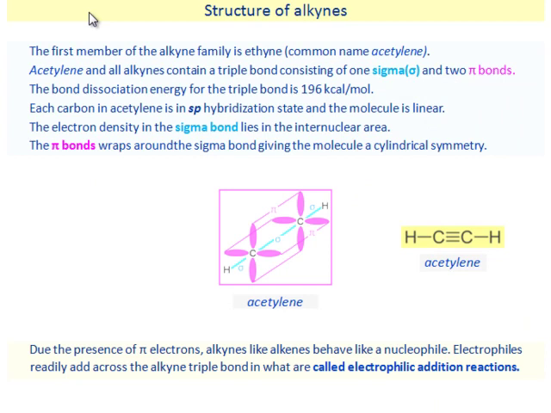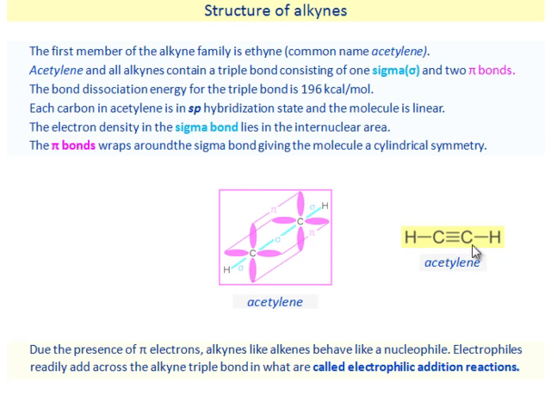Structure of alkynes. The first member of the alkyne family is ethyne, common name acetylene. Acetylene and all alkynes contain a triple bond consisting of 1 sigma bond and 2 pi bonds. The bond dissociation energy for the triple bond is 196 kilocalories per mole.